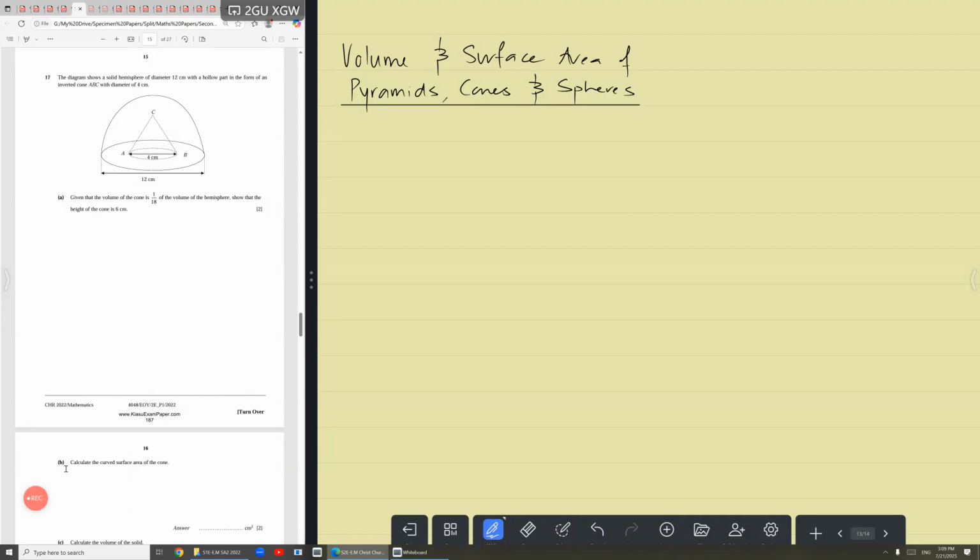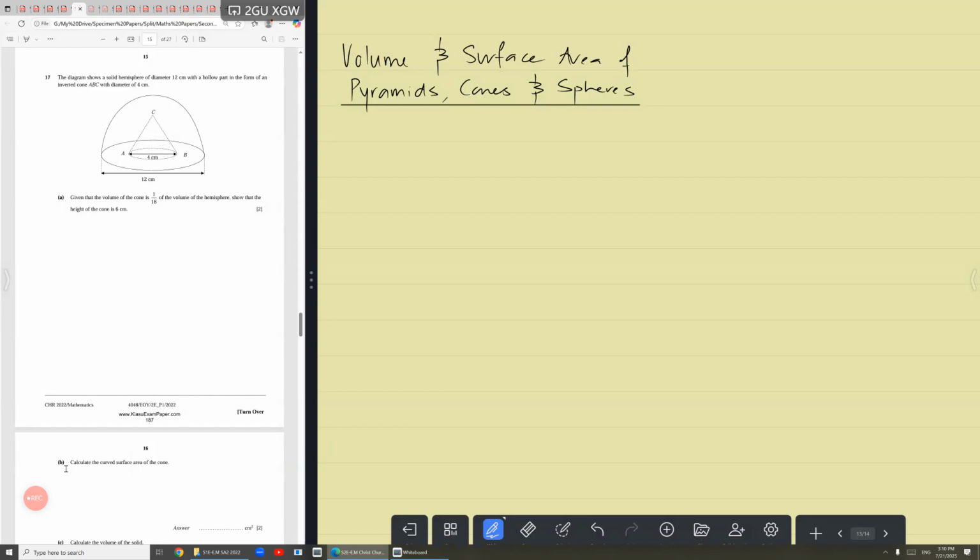Okay, so what we have in front is a solid hemisphere of diameter 12 cm with a hollow part in the form of an inverted cone ABC with diameter 4 cm. So given that the volume of cone is 1 over 18 of the volume of the hemisphere, show that the height of cone is 6 cm.